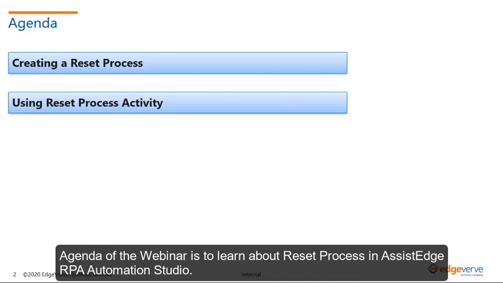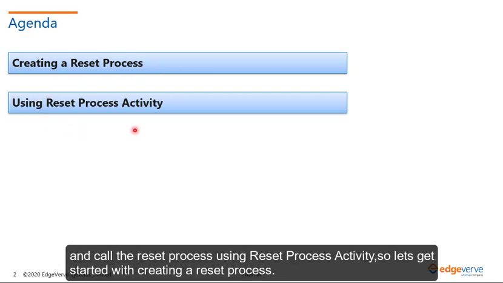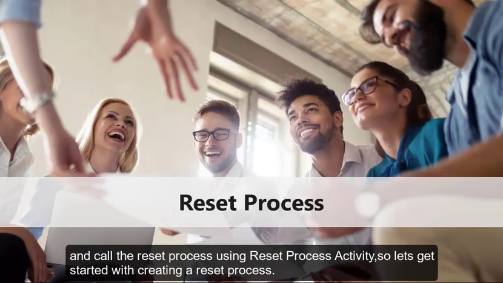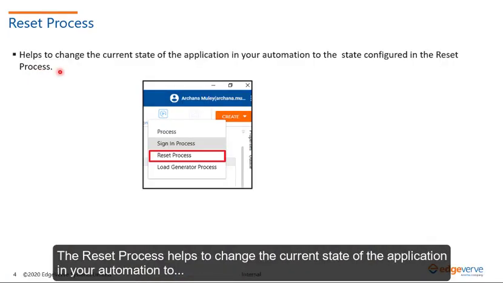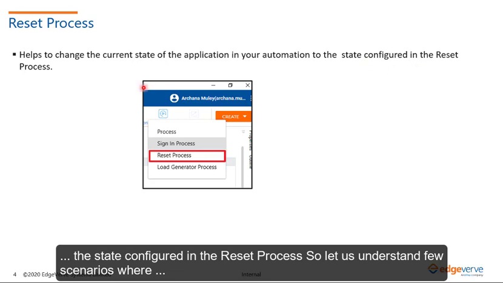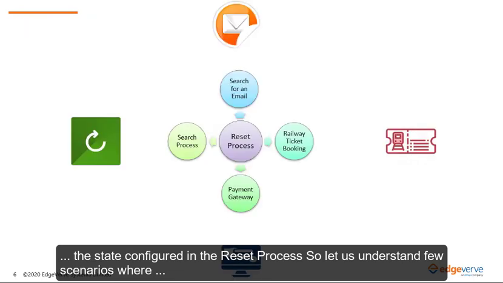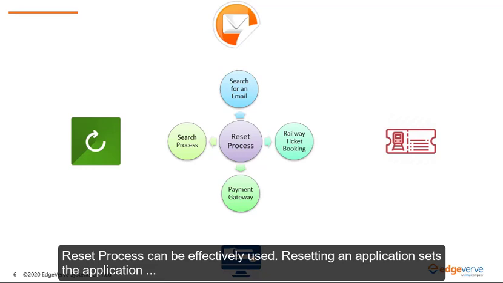The agenda of the webinar is to learn about the reset process in AssistEdge RPA Automation Studio and call the reset process using the reset process activity. So let's get started with creating a reset process. The reset process helps you to change the current state of the application in your automation to the state configured in the reset process. So let us understand a few scenarios where reset process can be effectively used.